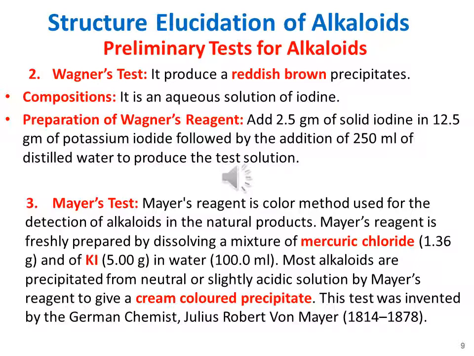Shake the reagents thoroughly. Most alkaloids are precipitated from neutral or slightly acidic solutions by Mayer's reagent to give a creamy colored precipitate. So, if the natural product contains the alkaloids, it reacts with the Mayer's reagent and produces a creamy colored precipitate. This test was invented by German chemist Julius Robert Mayer, born in 1814 and died in 1878.